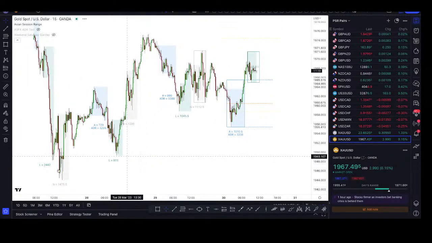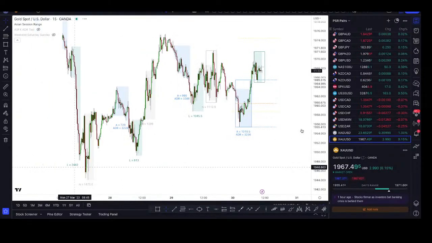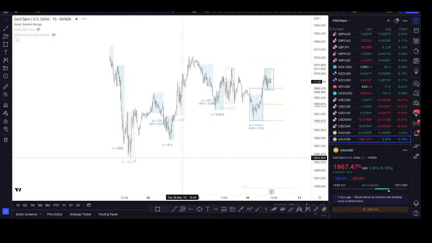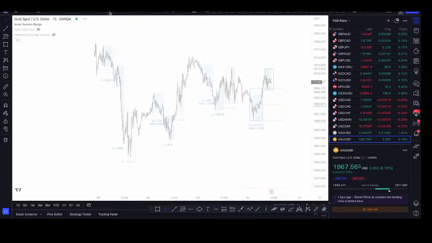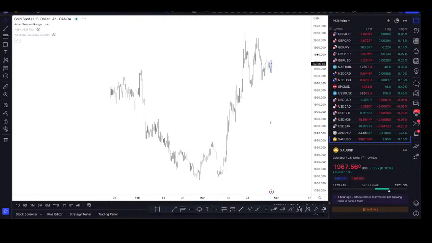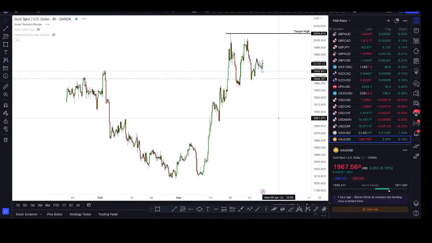And right now I wouldn't be looking to take gold unless it comes back to these lows here, or it goes back down to last week's low, which is here, I believe. Let's go to the 4-hour chart. So I wouldn't touch gold. I know people want to scalp gold almost every day, but I would not touch gold right now because you just don't know what it's doing.